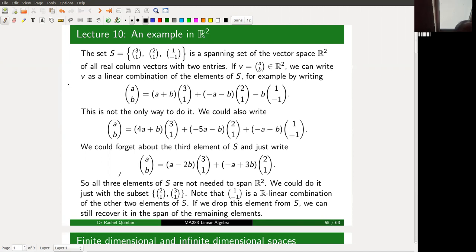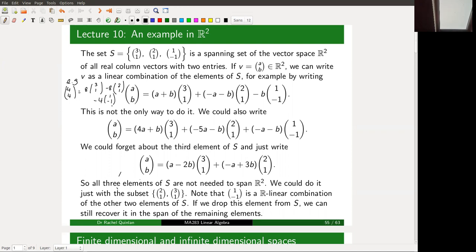So for example, if you want to try that out for a particular choice of A and B, for example, if we want to take (A, B) to be the vector (4, 4), then we should take A plus B, that would be 8 times (3, 1), plus minus A minus B, that would be minus 8 times (2, 1), plus minus B times (1, -1), so minus 4 times (1, -1), and we should hopefully be able to verify that that is indeed equal to (4, 4).